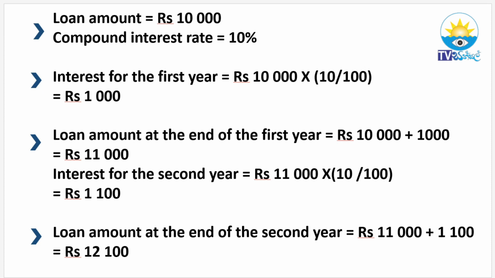Now, you can find the final answer. Loan amount at the end of the second year. Amount equals, always, the amount you have to calculate by adding both the loan and the interest obtained for the second year. The answer is 12,100 rupees.